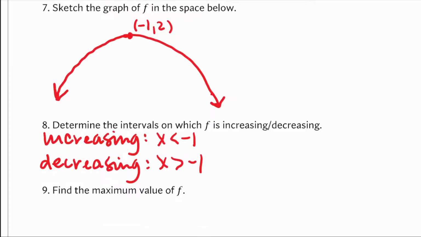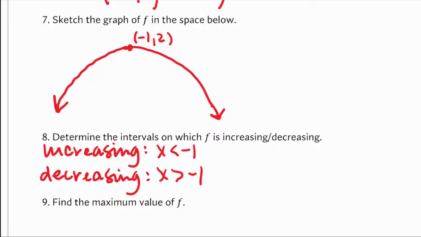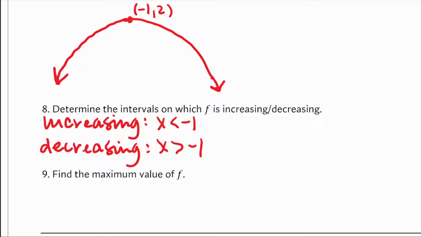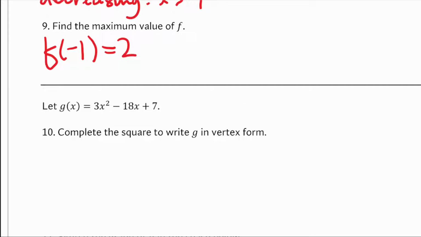Okay. Find the maximum value of f. All right, the maximum value of f represents the y-coordinate, right? And so at that maximum, we see right up there, okay, the y-coordinate is 2, so I'm going to say the maximum value of f is 2. You could say f of negative 1 equals 2. Okay, but 2 would be fine, because 2 is the value of f.